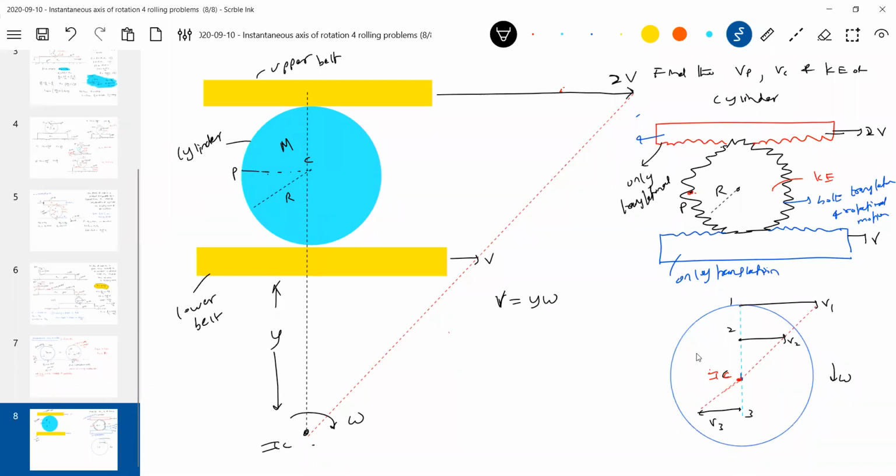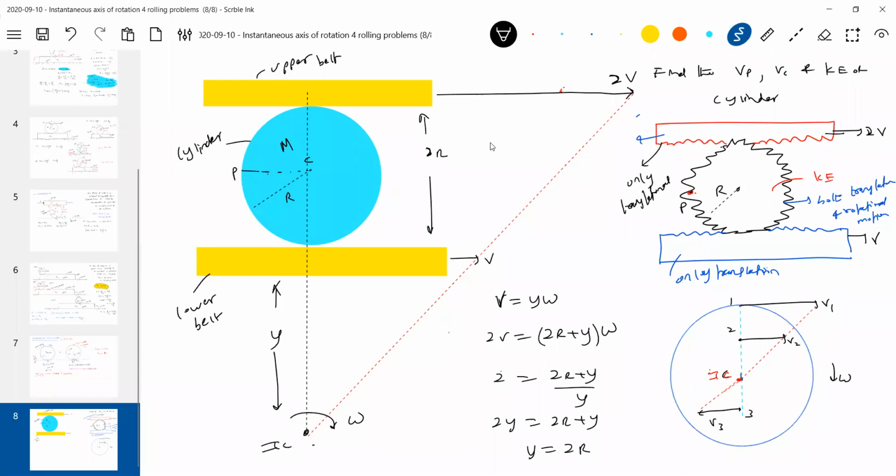Then what is 2V equal to? Now what is 2V? It is the linear velocity of this point. And what is the distance? The radius is how much? The diameter is 2r. So 2V is equal to (2r plus y) into omega. Let me equate these two. I'll divide these two: 2 by (2r plus y) equals y by y. So 2y is equal to 2r plus y. Therefore, y is equal to 2r.